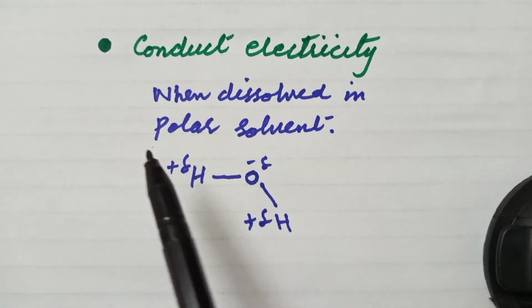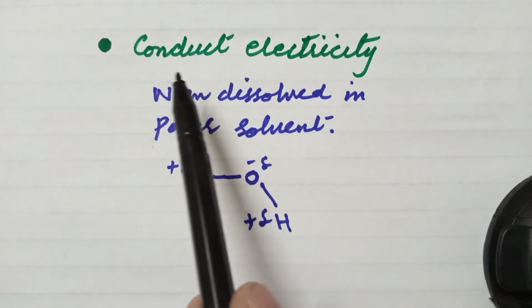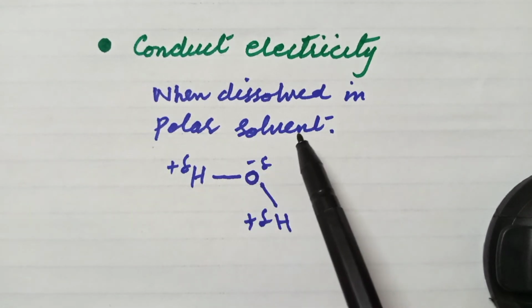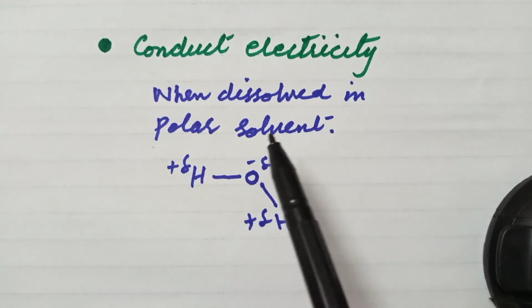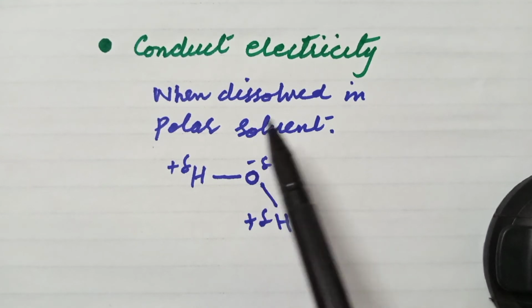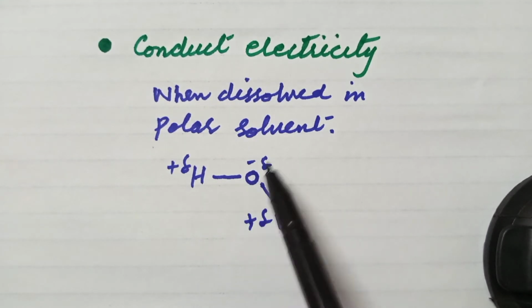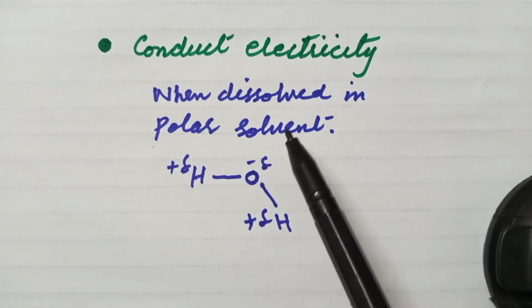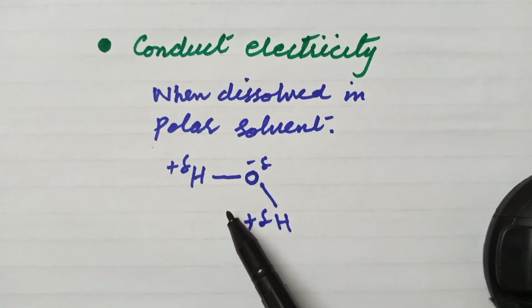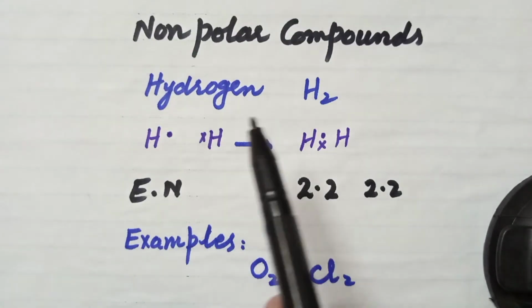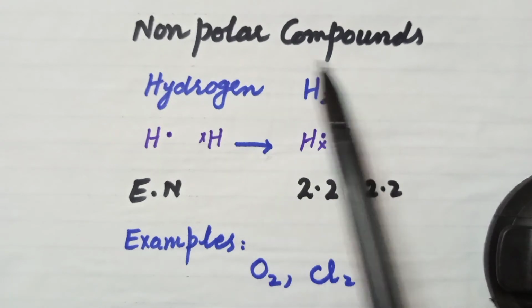Another property of polar compounds is that they can conduct electricity when they are dissolved in a polar solvent. It is because when they are dissolved in polar solvents, then free ions are available for the conduction of electricity. As the polar solvent is water, when the covalent compounds are dissolved in this polar solvent, then they can conduct electricity. Now we see the properties of non-polar compounds.